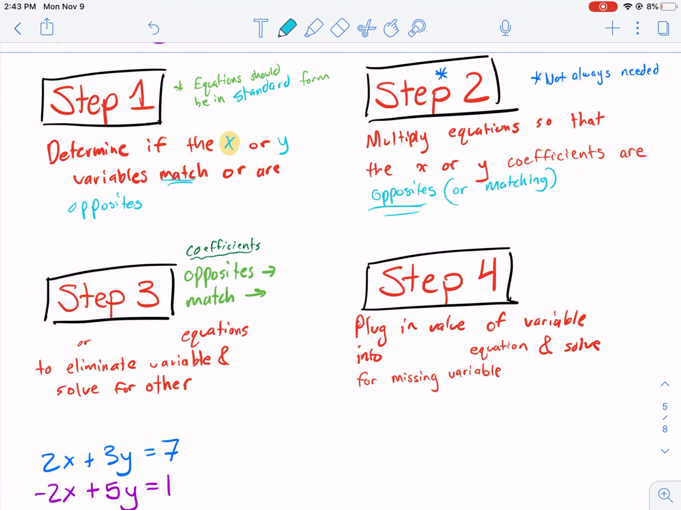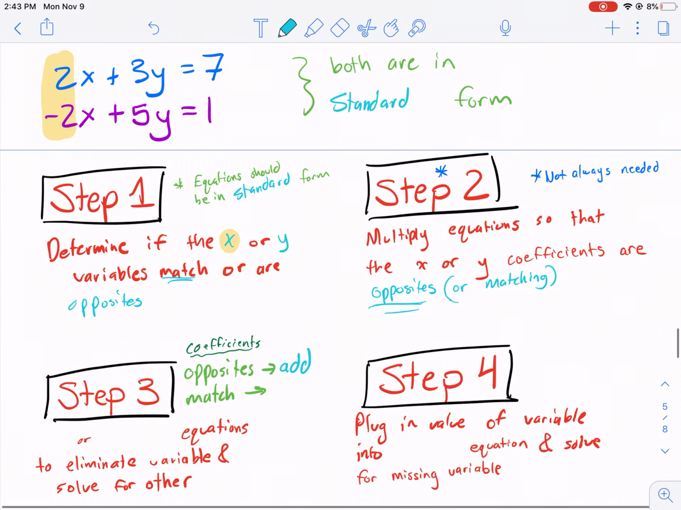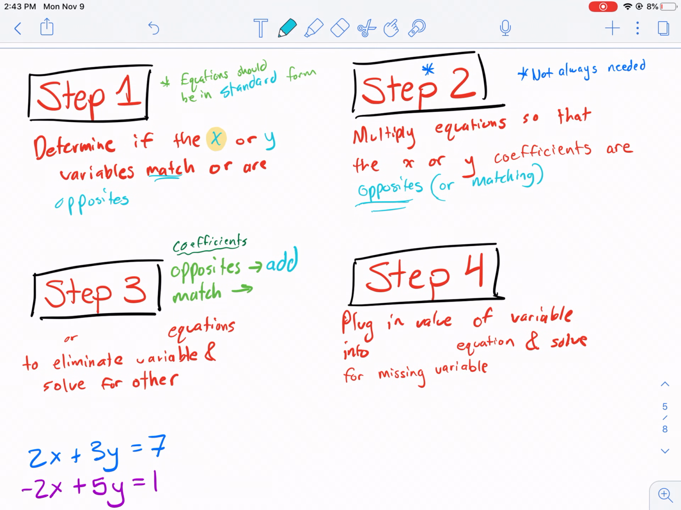Step 3, what do we do when we have opposite coefficients? Now we have to determine what strategy we're going to use. If we have opposite coefficients with your x or y, we're going to add the two equations together. If they match, like 2x and 2x or 2y and 2y, we are going to subtract. You might see why I always want opposites. That way I'm always adding. So we are going to add or subtract the equations to eliminate a variable and solve for the other.